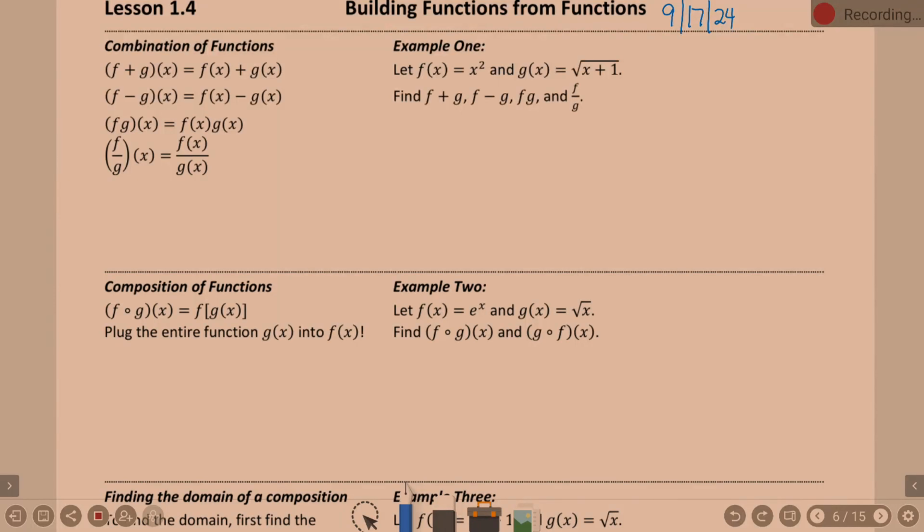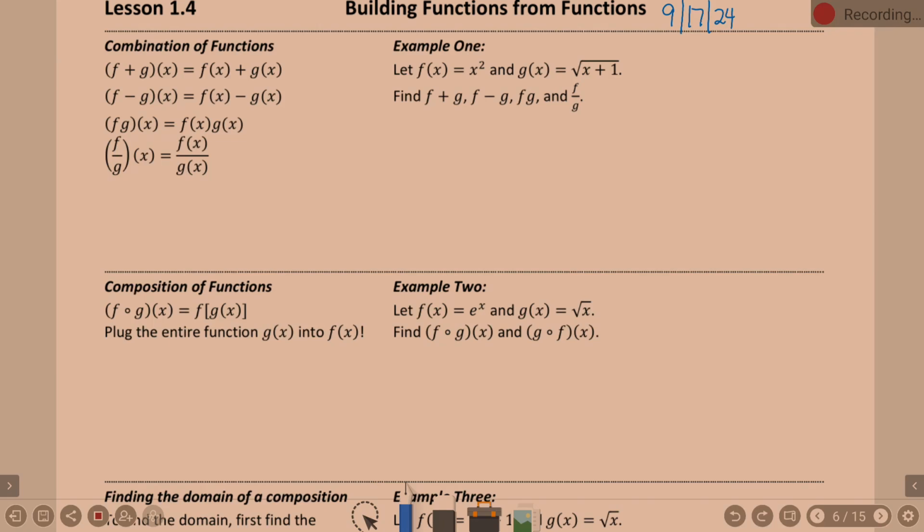Lesson 1.4 takes us a different route. We are working with functions and some various function-related things. The first thing you see up there is combination of functions. On the left there are essentially four different rules, or things that you are allowed to do.